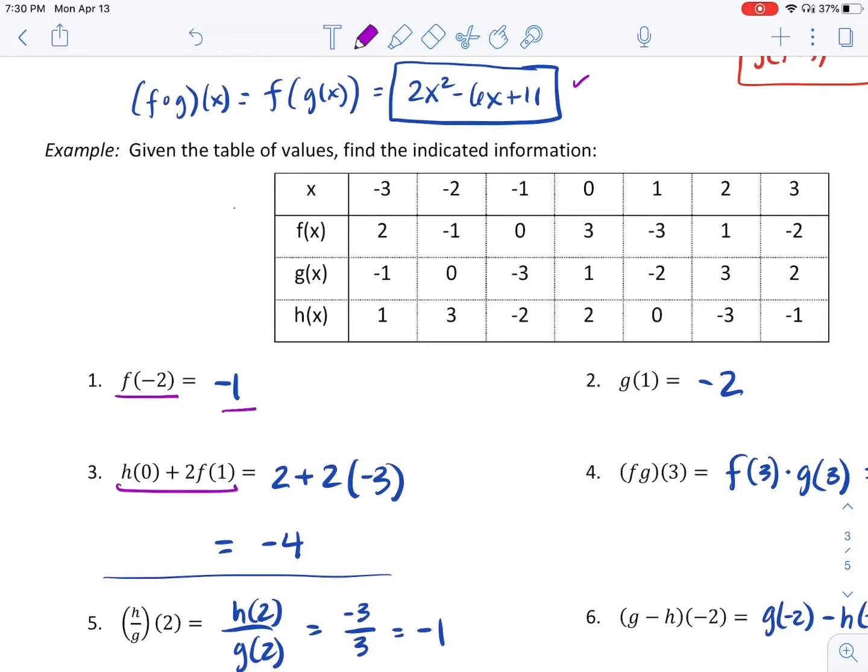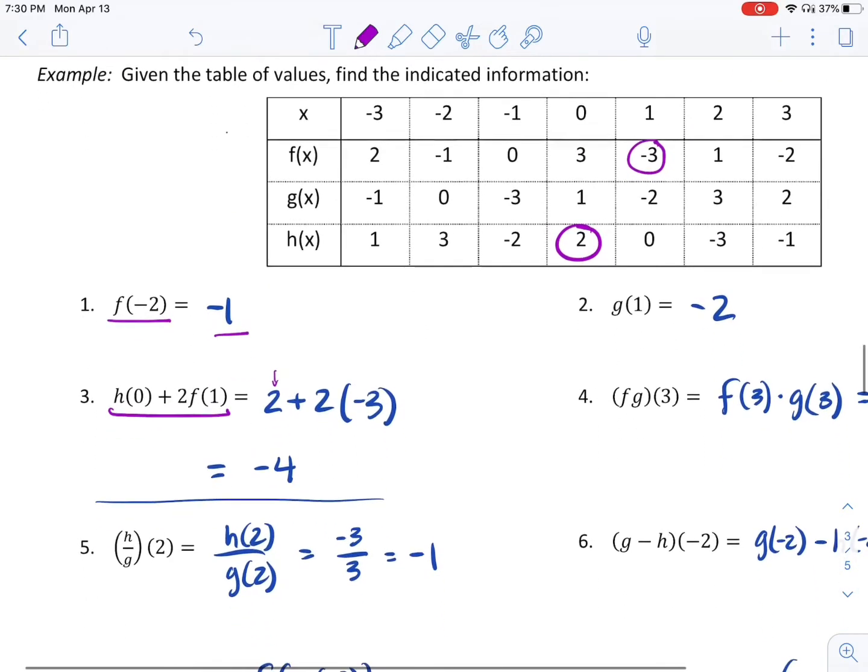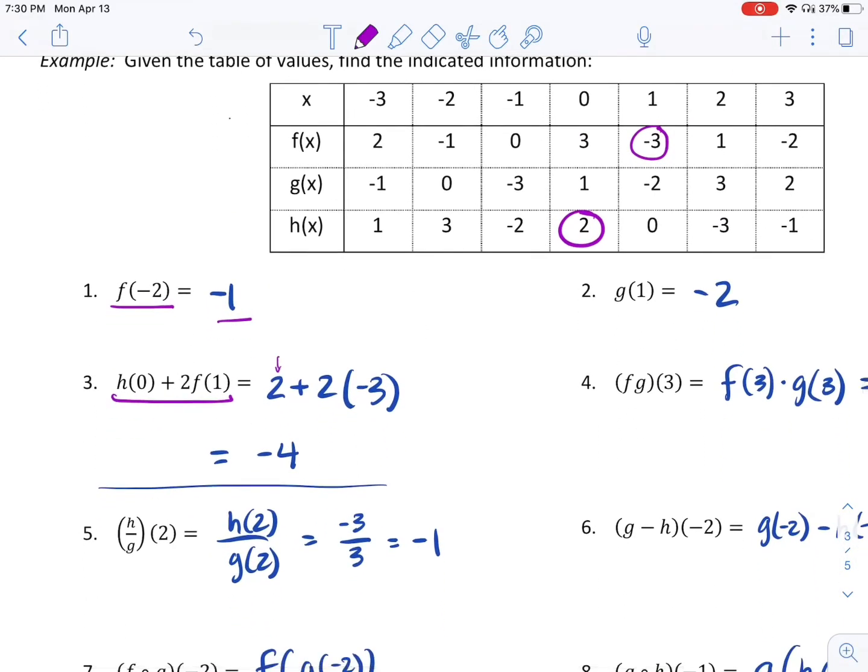h of 0 plus 2 times f of 1, that should be h of 0 is 2, there it is, plus 2 times f of 1, and f of 1 is here, meaning that when I simplify, it's 2 minus 6, or -4.